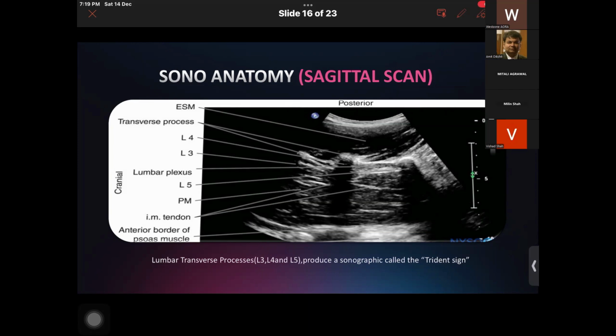The hypoechoic shadows are the transverse processes. The lumbar plexus is shown by the arrow. It is embedded in the psoas muscle. The muscle is also shown as a hyperechoic area. Two hyperechoic areas coexist in the substance of psoas major: one is the lumbar plexus, and one is the tendon of the psoas muscle, which also looks hyperechoic. But the lumbar plexus is located in the posterior part of the psoas muscle. You can see the erector spinae muscle as well above.